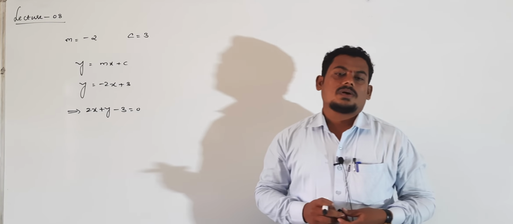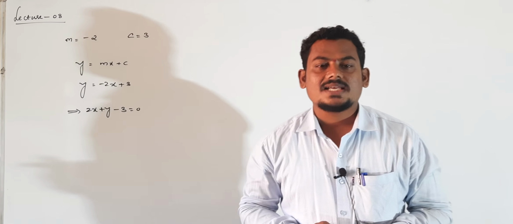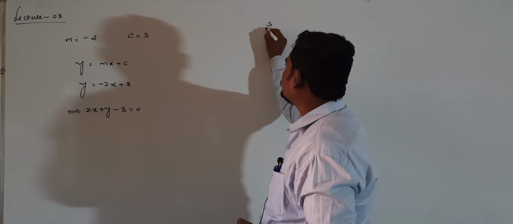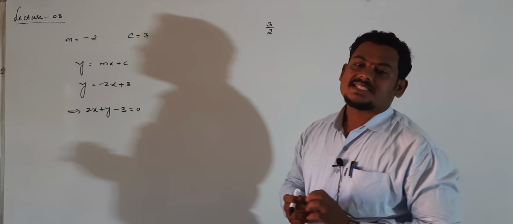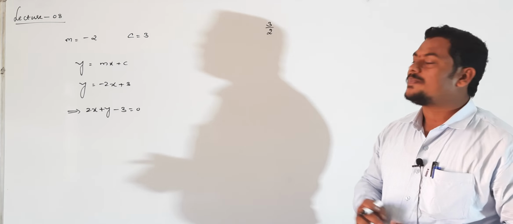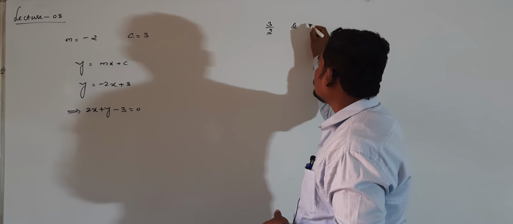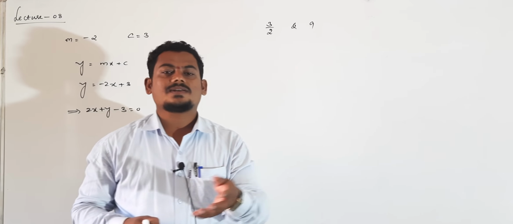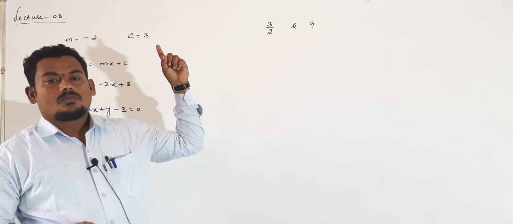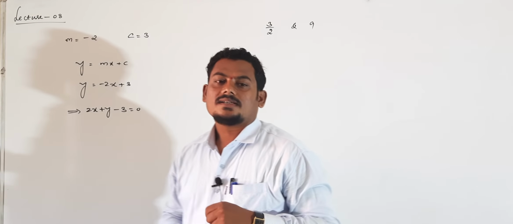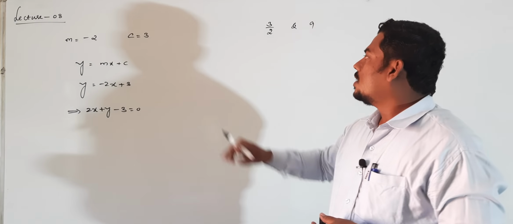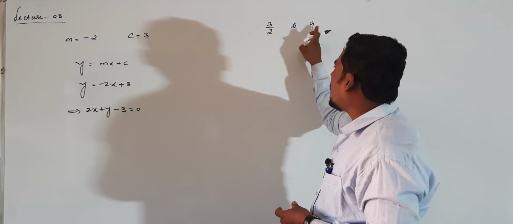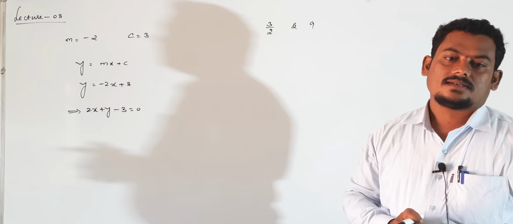Next problem. Find the equation of the line whose slope is 3/2 and y-intercept is 9. Once again the question: find the equation of the line whose slope is 3/2 and y-intercept is 9, right?